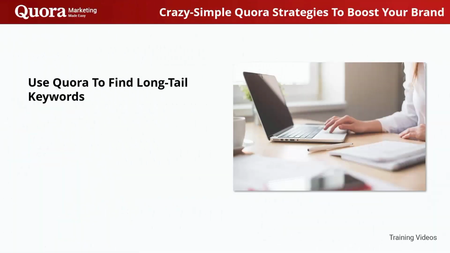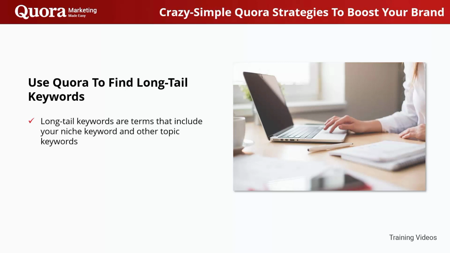Use Quora to find long-tail keywords. Long-tail keywords are terms that include your niche keyword and other topic keywords. Long-tail keywords are essential to create optimized content that is tailored to people looking for information about the products and services that you offer. And you can use Quora to find the latest long-tail keywords in your niche.